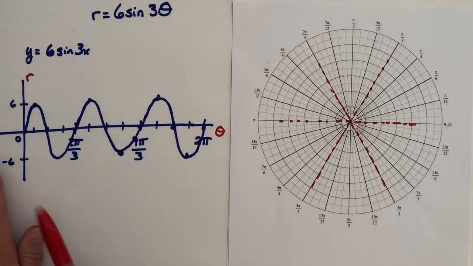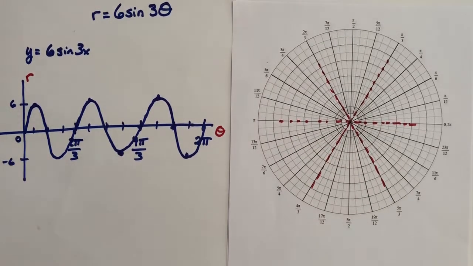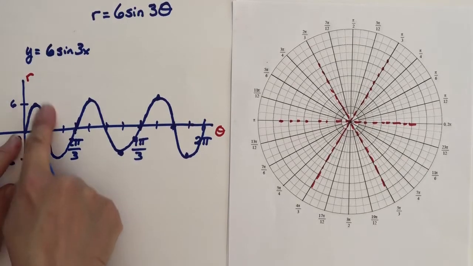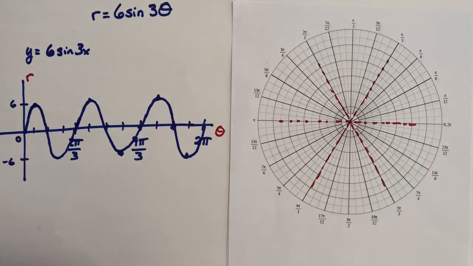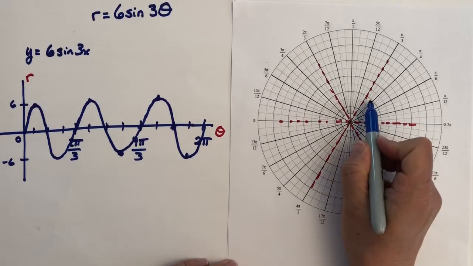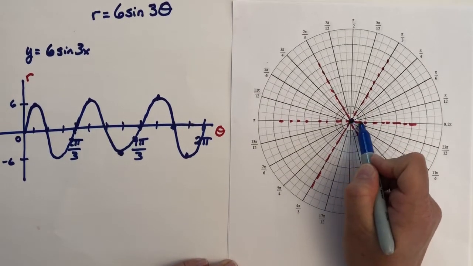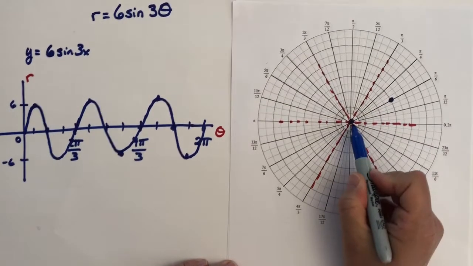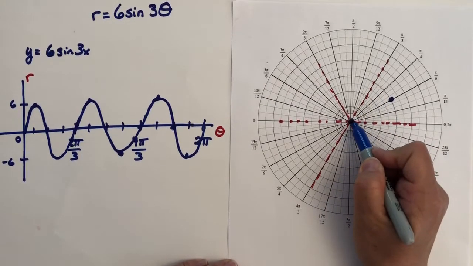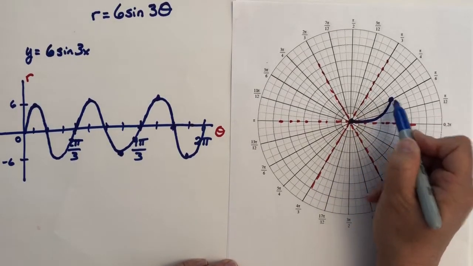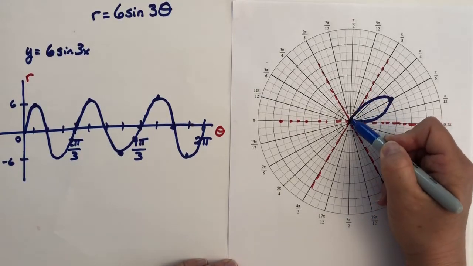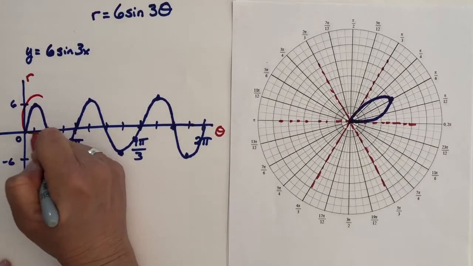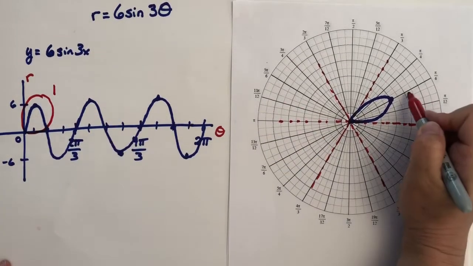So let's translate from rectangular to polar. So here we go. From 0 to pi over 3, we go out to 6 and back to the pole. So from 0 to pi over 3, I'm starting at the pole. I'm going to go out to 6. So let's see, 2, 4, 6 right here. And I'm going to be tangent to these lines. So I'm going to go out to this point and come back in. And here we go. So this petal came from this part of the graph. So there's petal 1.